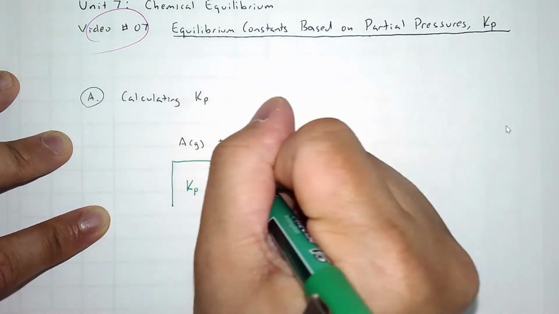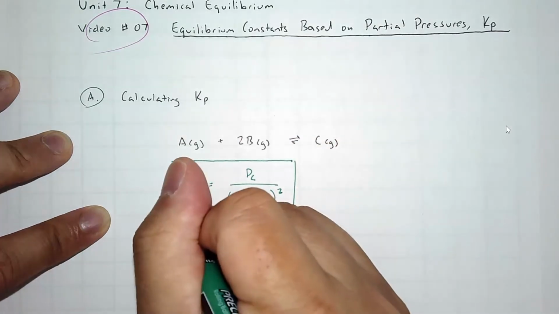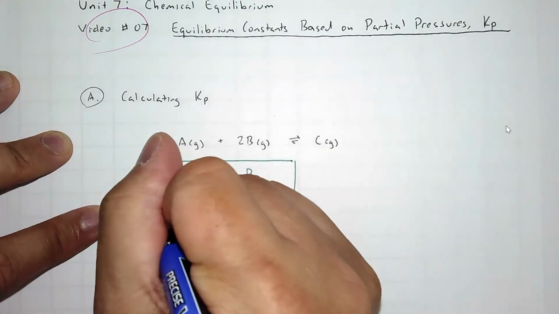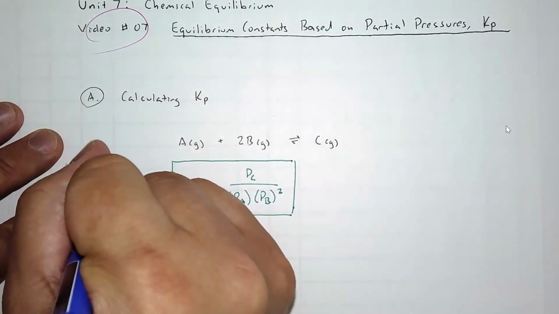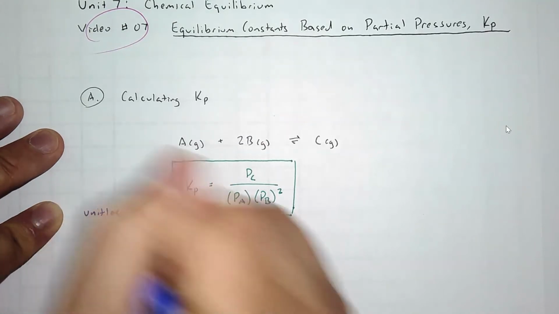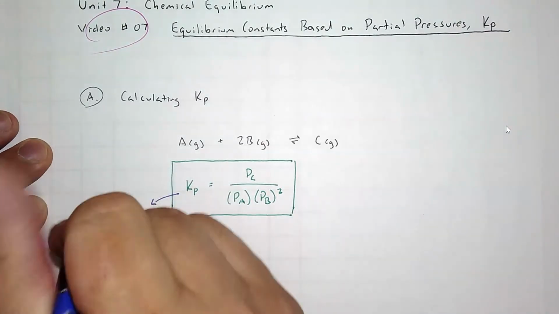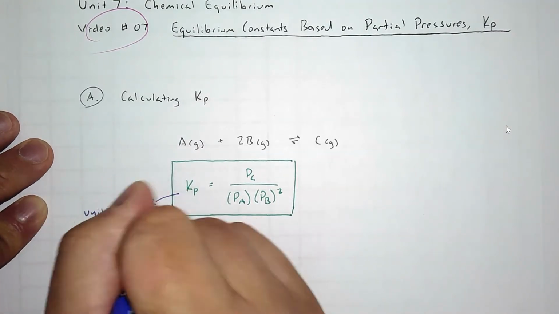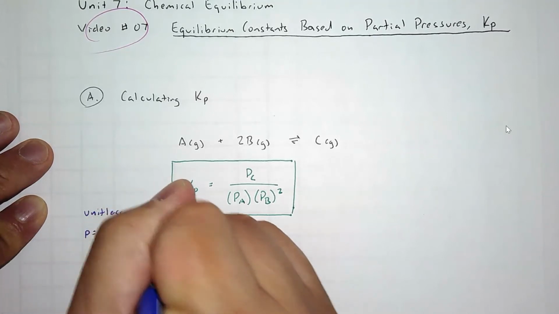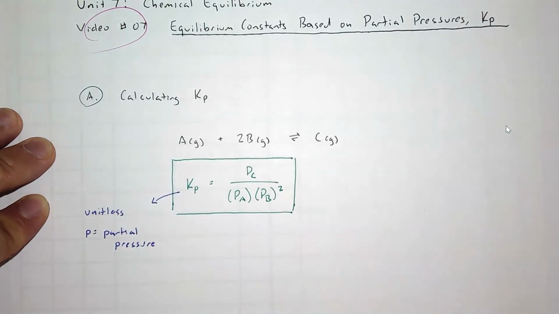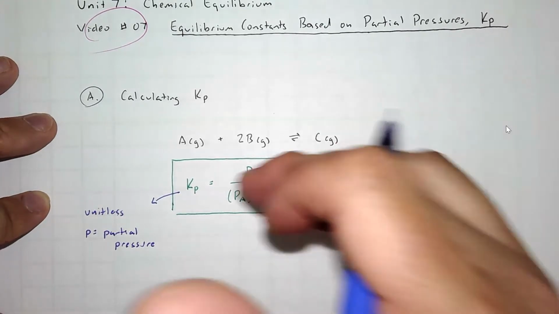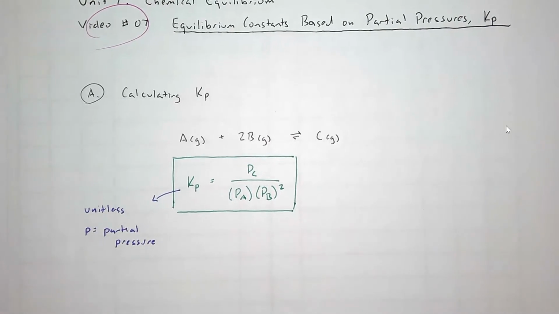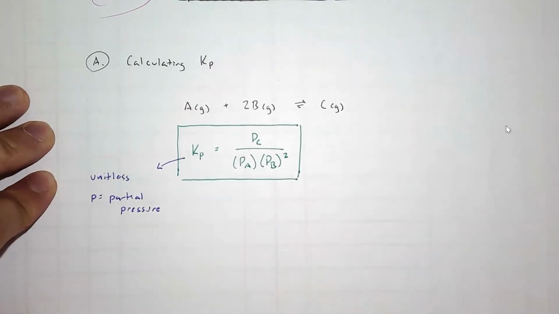What can we say about this equation? Well, first of all, just like Kc, this Kp is going to be unitless, and the P stands for pressure, or you could say partial pressure. I'll discuss this a little bit later, but for a given reaction, Kp normally is not equal to Kc. Sometimes it is, and I'll show you those conditions later.